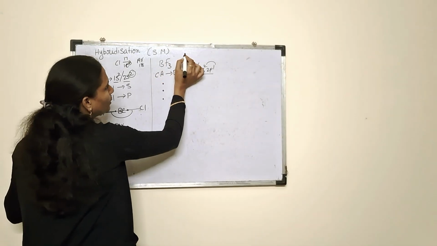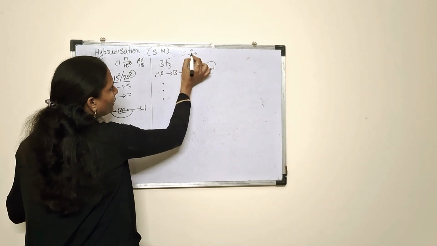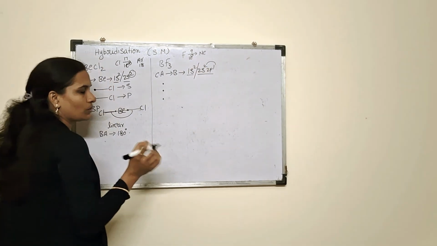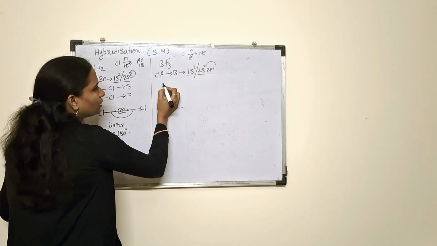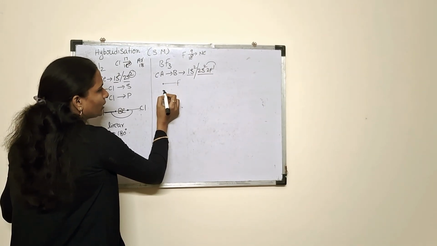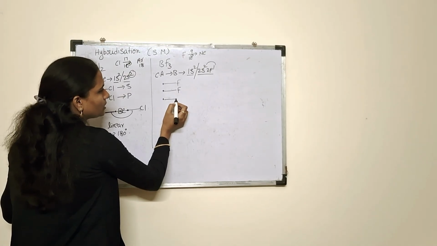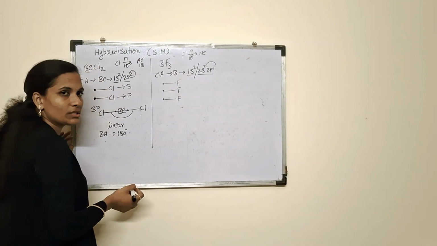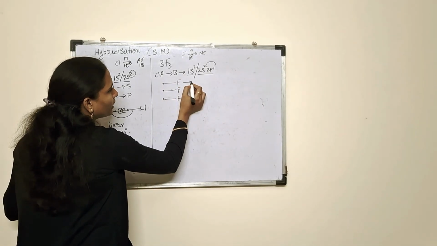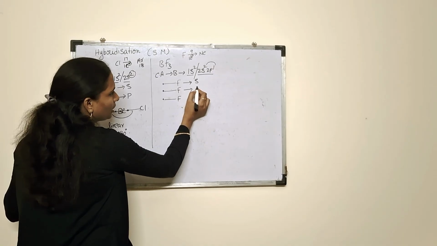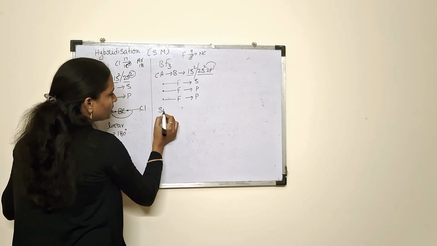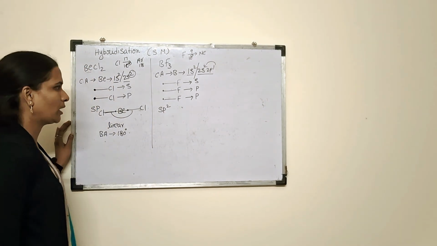Now fluorine, we already know its atomic number is 9. If it gains 1 electron, then it gets the neon configuration. So each fluorine needs 1 electron. Around the boron, 3 electrons are there. This electron is given to one fluorine, this electron to another fluorine, and this electron to the third fluorine. So totally 3 fluorines are there, and 3 fluorines need 3 electrons. So it is completed. Then this bond pair we take as an S, and this bond pair as a P, and this is another P. So totally what is the hybridization? sp2 hybridization. So BF3 is sp2 hybridized.